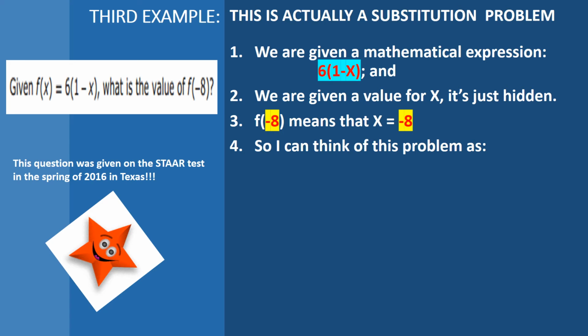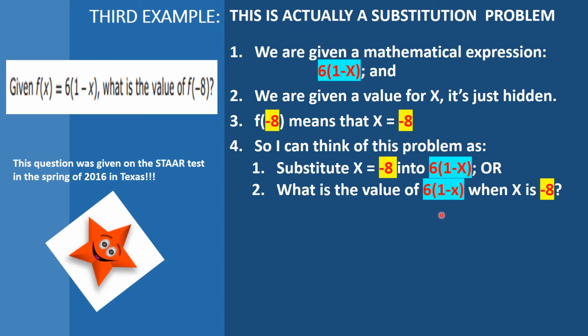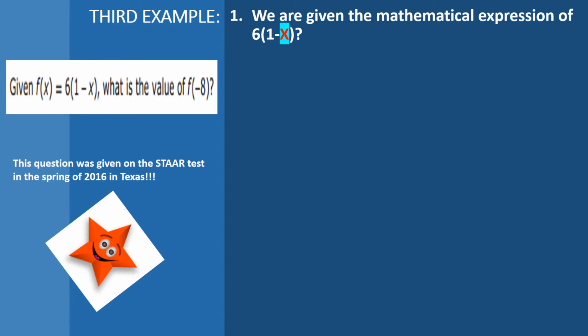So I can think of this problem just like the previous two examples we did. These are two different ways of saying the same thing. Substitute x equals negative 8 into the expression 6 times 1 minus x. It's also the same thing as saying, what is the value of 6 times 1 minus x when x is negative 8? Those are the exact wordings for examples 1 and 2 we just did a minute ago. Okay, so let's go ahead and solve this simple problem.